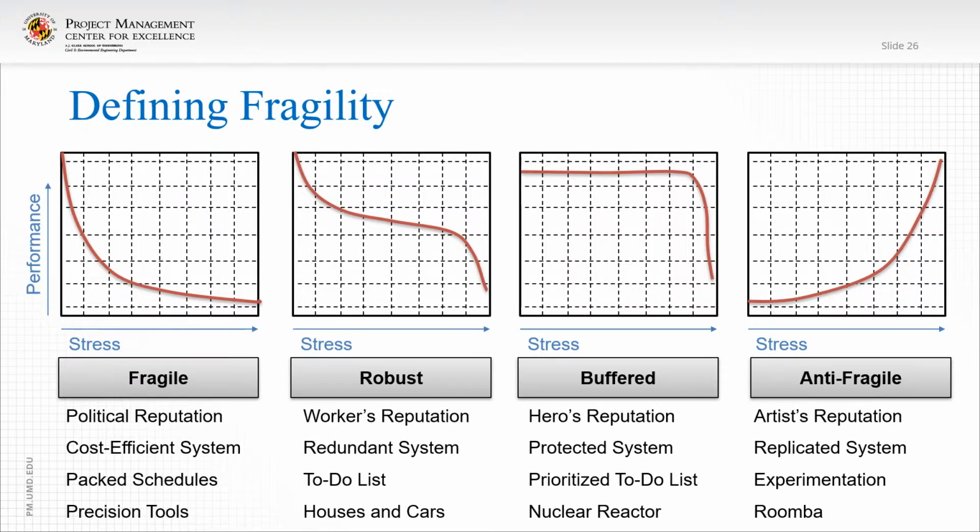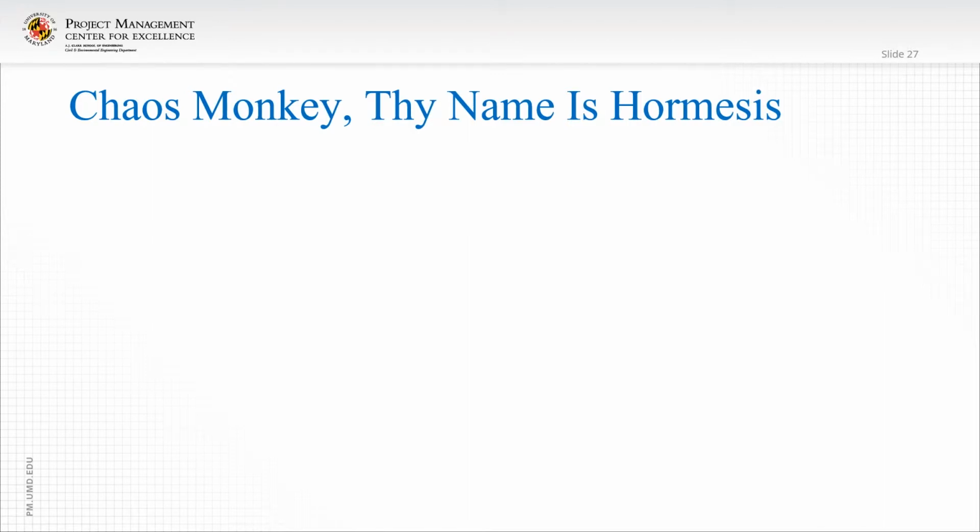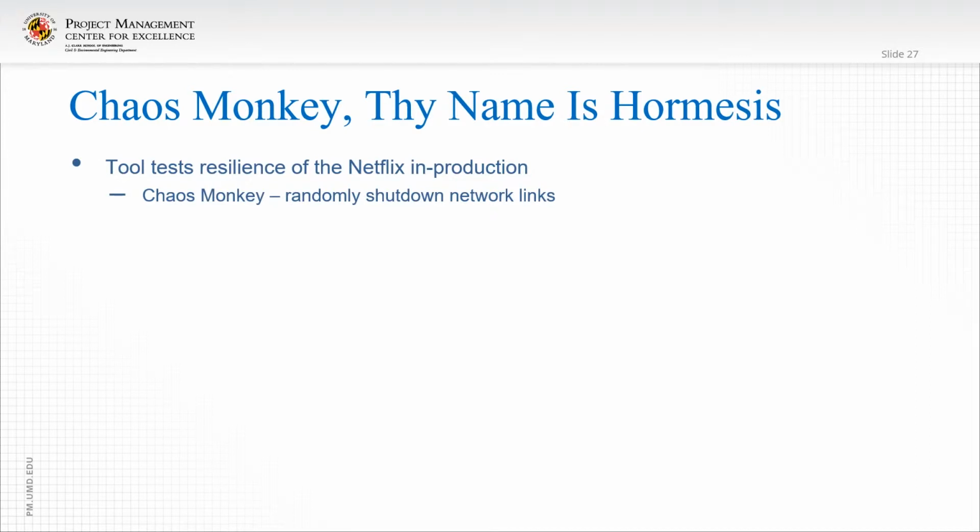It's one of my favorite examples because it also inspired Scrum. The key point here is that stressors carry information into the system so the system learns and gets better over time, whereas all these other types of systems get worse with the additional stress. A really great example of this is Chaos Monkey. Chaos Monkey is a really cool system invented by Netflix, and Netflix uses Chaos Monkey in order to test all of its systems in operations. It literally goes through and randomly shuts down network links, and then it sees whether or not the system continues to perform. This is what we call hormesis, the intended injuring of a system in order to make it stronger.